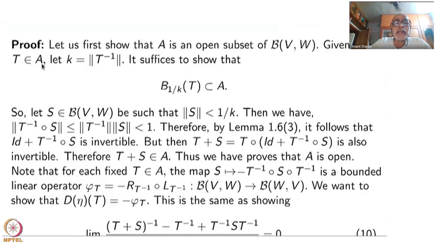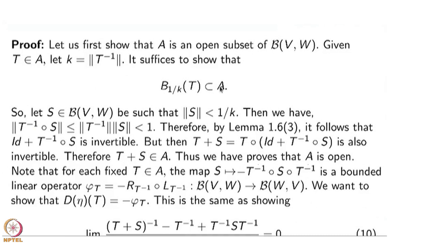T is arbitrary. Such a ball is contained inside A. This 1 by K is obviously non-zero, right? So that will show that A is open. For each point, you have an open ball contained inside that set A. So A is open. So how to show this? This is what we want to claim.